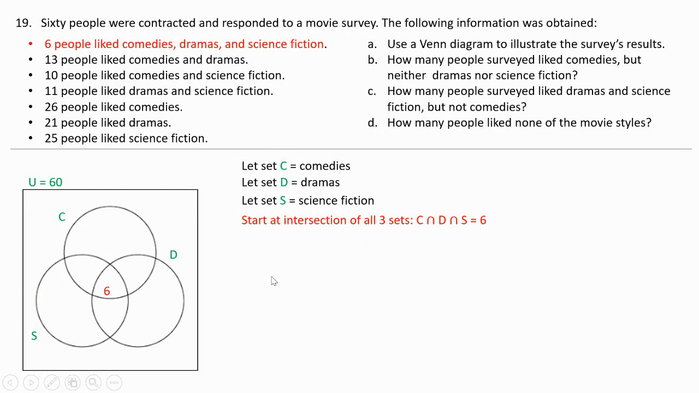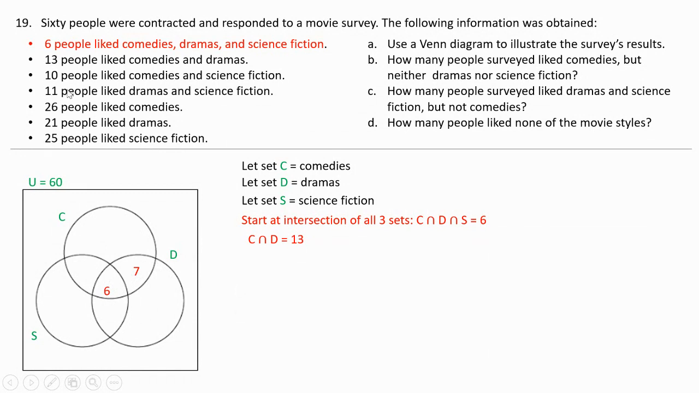You see, that's 6. Now, 13 people like comedies and dramas. So it's going to be C and D. C intersects D is 13. So we're going to go here, guys, to C intersects D. It's going to be this section here. So that's 6. This has to be 7, right? Because 6 plus 7 will give us 13.